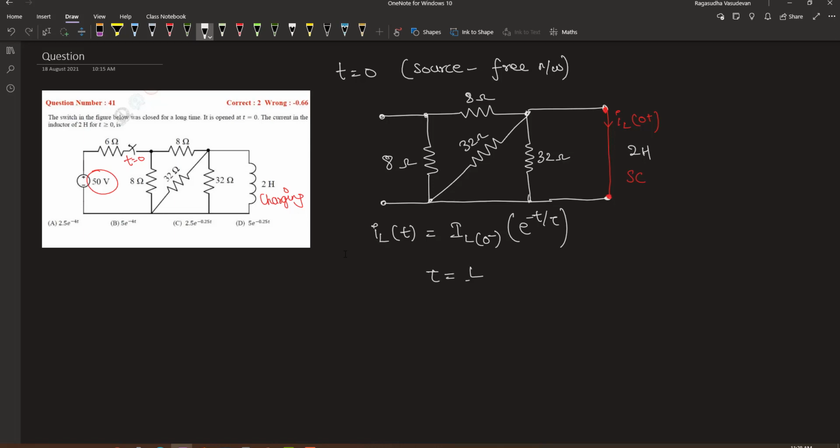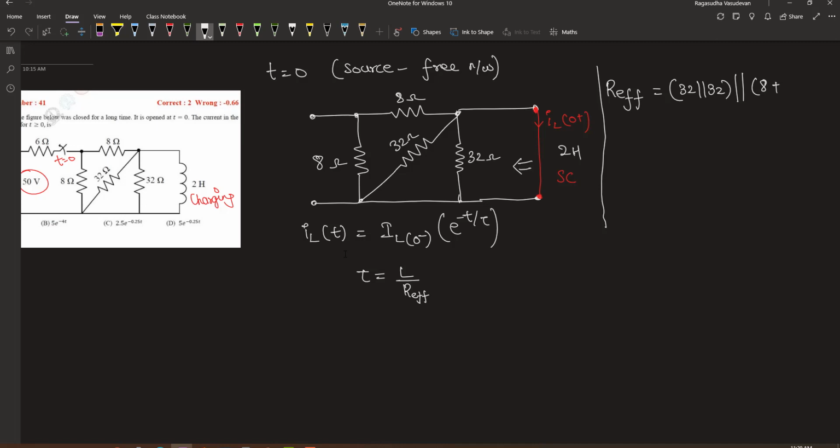Time constant is equal to L divided by R. Since we have a network of resistors, it is L divided by the effective resistance. So now let's find out the value of effective resistance looking at the perspective of this inductor. The effective resistance is given by 32 ohm in parallel with 32 ohm in parallel with 8 ohm plus 8 ohm. This will be 16 ohm parallel with 16 ohm, which is 8 ohm. Therefore, the time constant is given by 2 Henry divided by 8 ohm, which is 1 by 4 second.